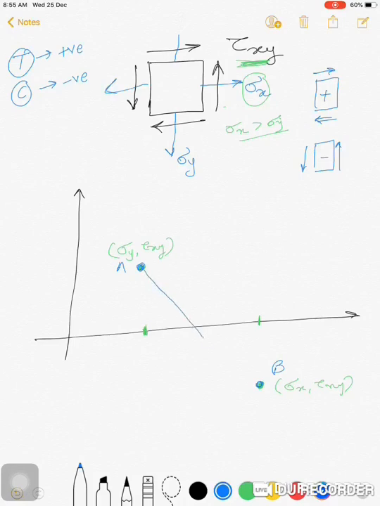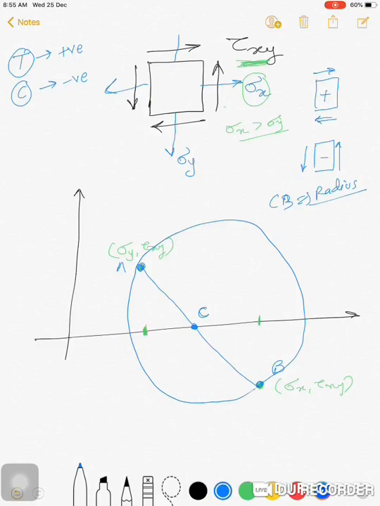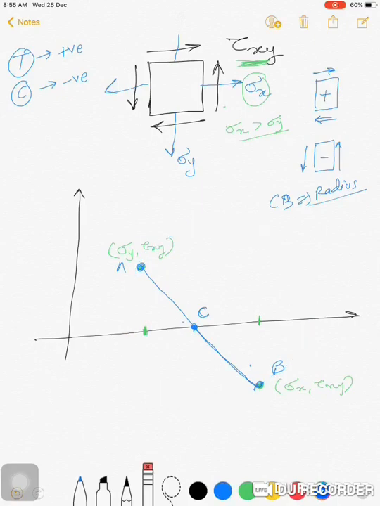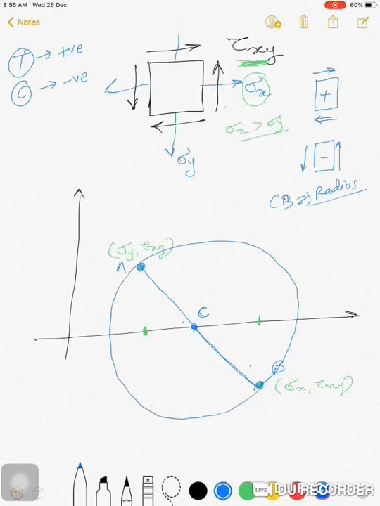If we join points A and B, then we get a point C, which is the center of the Mohr circle. So considering CB as the radius, we can draw the Mohr circle like this. We know CB and AC will be the same, so we can just draw the Mohr circle like this.